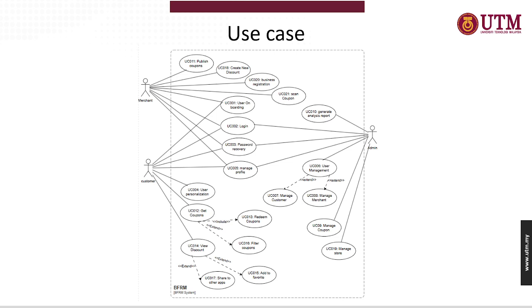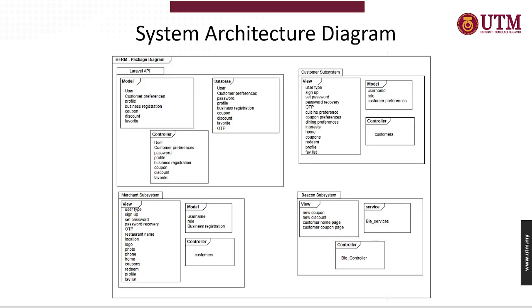All right, the merchant will simply publish the coupon and create new discounts, and also they can scan the coupon from their own point of view in the application. But for the customer, they can get the coupons and view the discount, and they can filter the coupons, and also they can add it to their favorite. And finally, they can redeem the coupon by scanning the QR code from the merchant site.